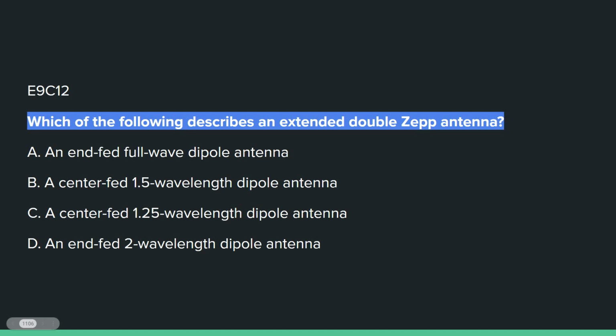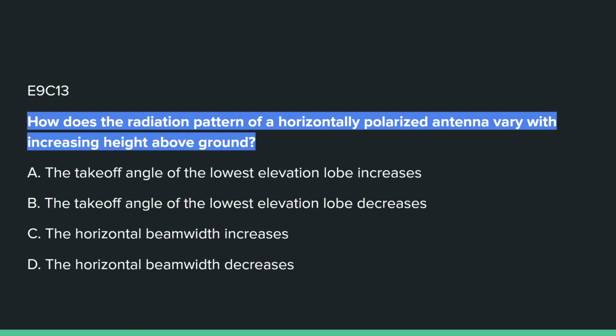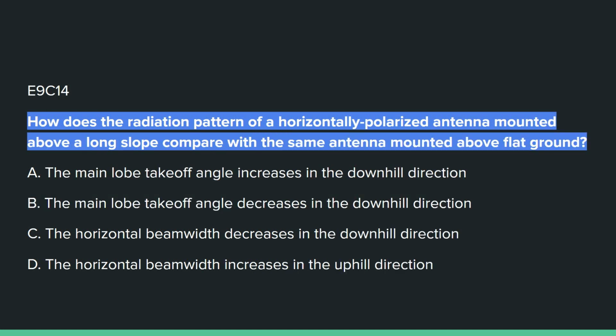E9C12, which of the following describes an extended double Zepp antenna? C. A center-fed 1.25 wavelength dipole antenna. E9C13, how does the radiation pattern of a horizontally polarized antenna vary with increasing height above ground? B. The takeoff angle of the lowest elevation lobe decreases.